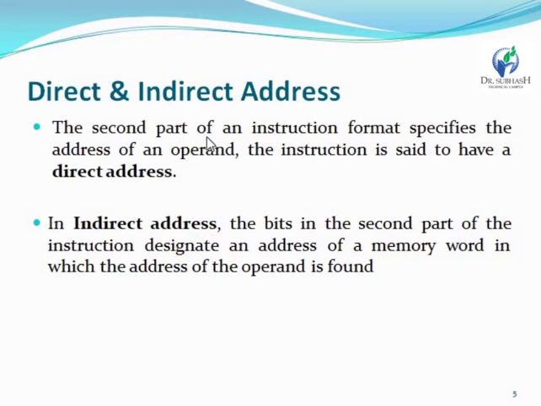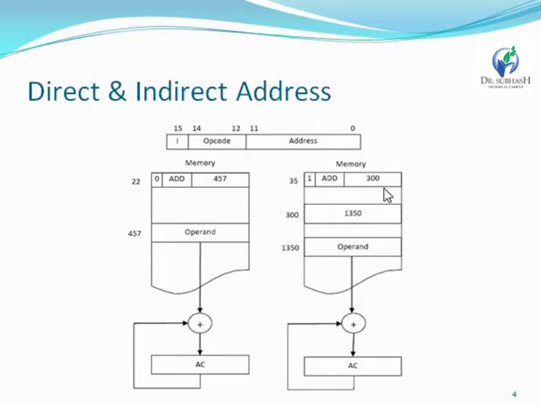We can show what the direct and indirect address are in short. The second part of the instruction format specifies the address of the operand. The instruction is said to have a direct address. And what is the indirect address? The bits of the second part of the instruction designate the address of a memory word in which the address of the operand is found. It means this second part is not directly connected. So it indicates an address, and this address indicates the operand code. So it is called the indirect address.